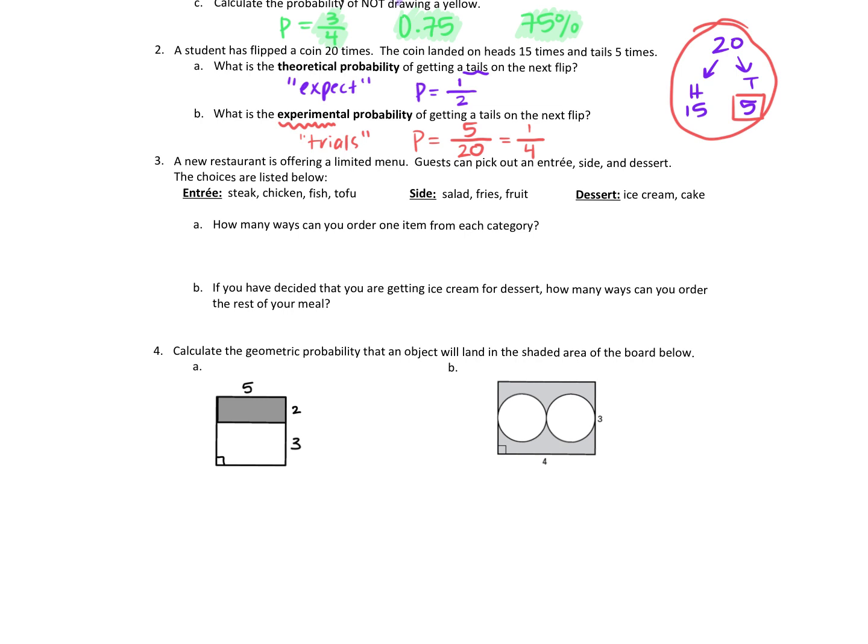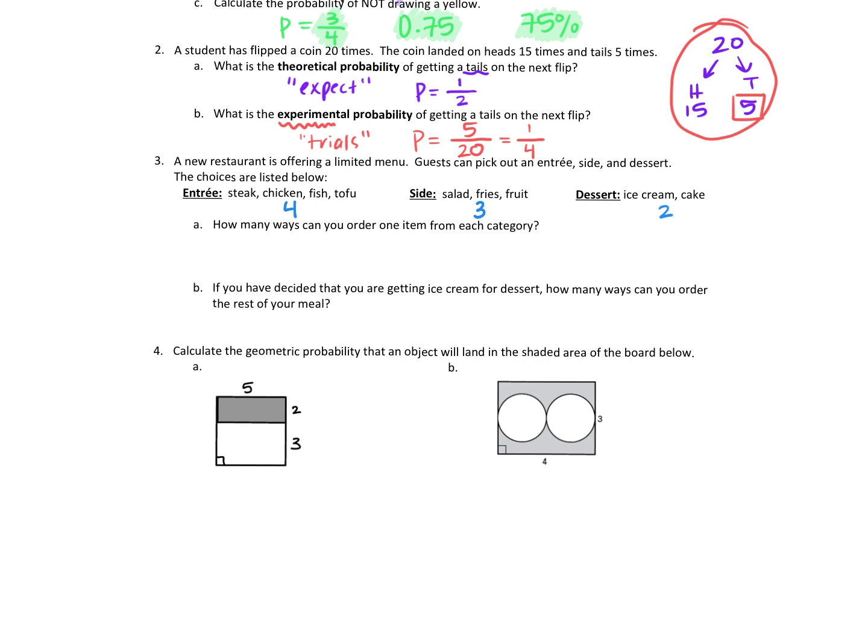The choices are listed below. Underneath entree, I see 4 different choices. Underneath the side, I see 3 different choices, and dessert has 2 different choices. If I want to know how many combinations I can create in my order, I'm going to look at those number of options in each choice and multiply them together.